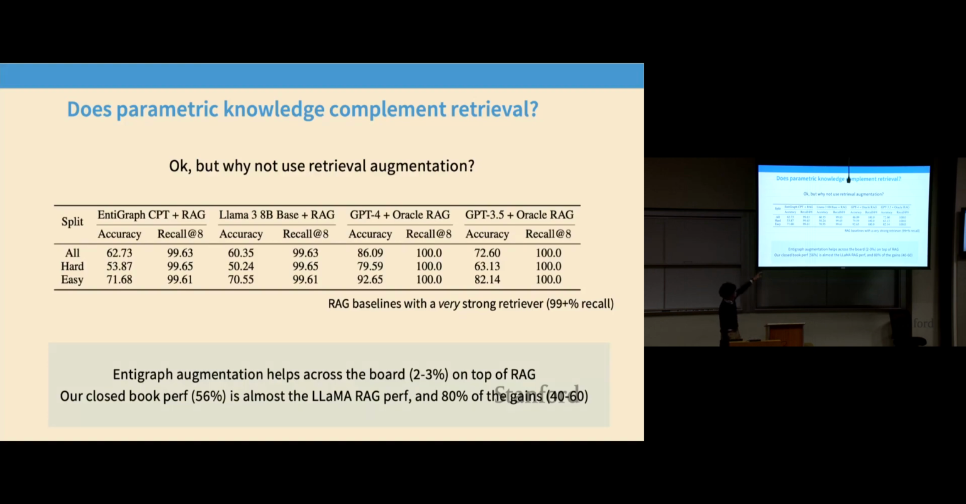Another way to contextualize this is to say, the closed book performance that we got, right? This is without any RAG system, 56%, is almost as good as the Llama RAG performance, and it's 80% of the gain, 80% of the way there from retrieval, which is quite nice, I think.